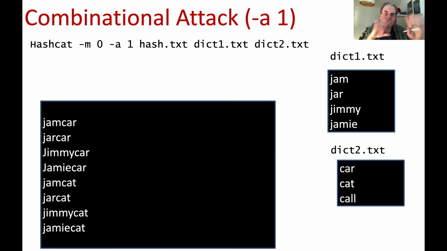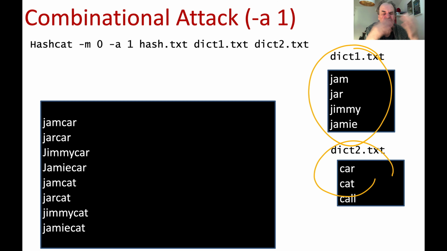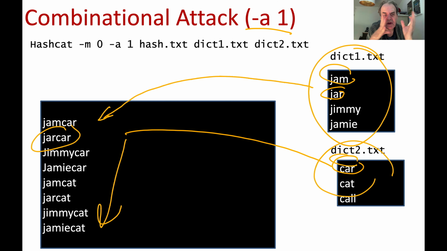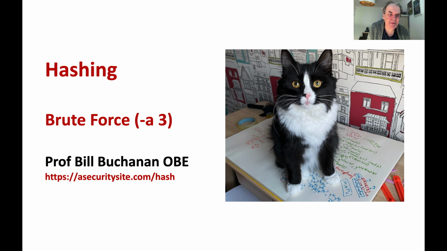Okay, we can also have what's called a combinational attack, -a 1, and with this one it'll take two dictionaries. So you just remember that you use jam or jar or something like that as the first word, and then you've got a second word of car or cat or cow. I just can't remember. So with the -a, we can take our two dictionaries together. So we've got jam and car, and jar and car, and so on. So this can be useful if you actually know that there's 2 or 3 words that have come together to be able to create the password.